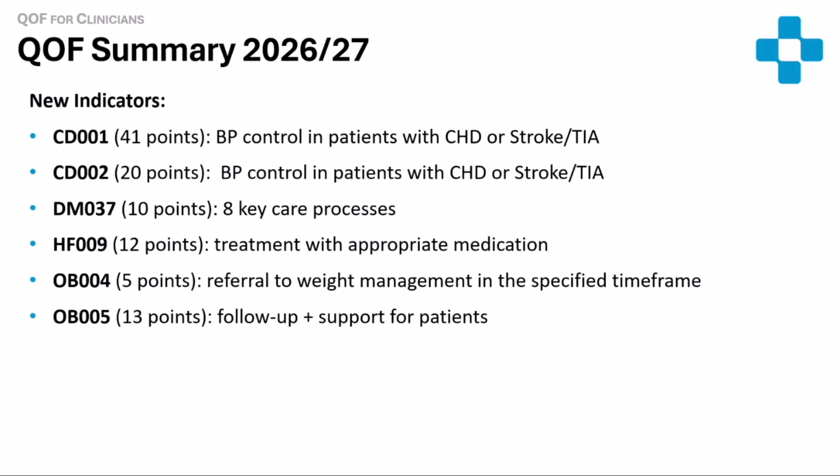So this year there's been a few new indicators that have been introduced. So you'll see for your CVD domain, you've got two. So CD1 and CD2, which is all around the BP control in patients with CHD and stroke TIA. And we've also listed the points on there as well. Diabetes have had a new indicator. So this one, DM37, is all around those 8 key care processes. And with that one, it's an all or nothing indicator. So you have to achieve all of the 8 key care processes for that to achieve.